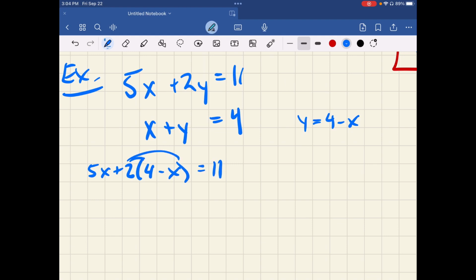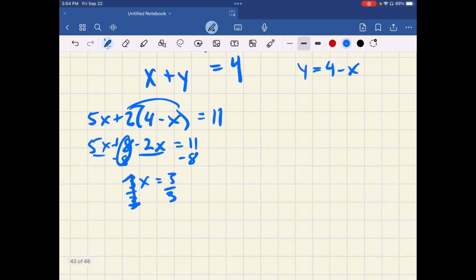So if I distribute the 2, I get 8 minus 2x plus 5x equals 11. Collect like terms and get that to be 3x. Subtract 8. So that's a 0 equals 3. Divide by 3. That's a 1. What I know now is x equals 1.